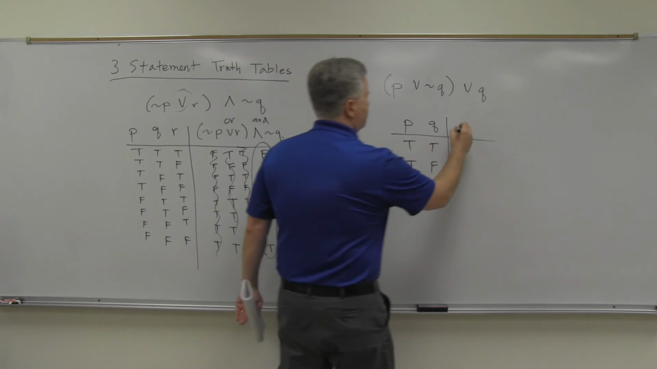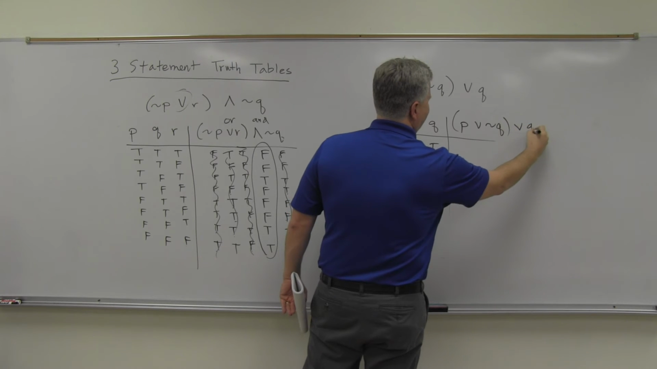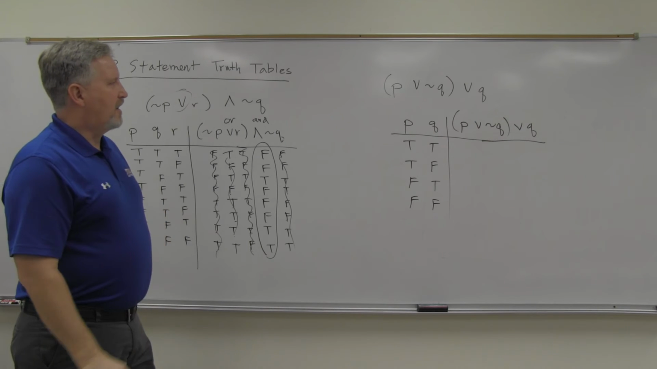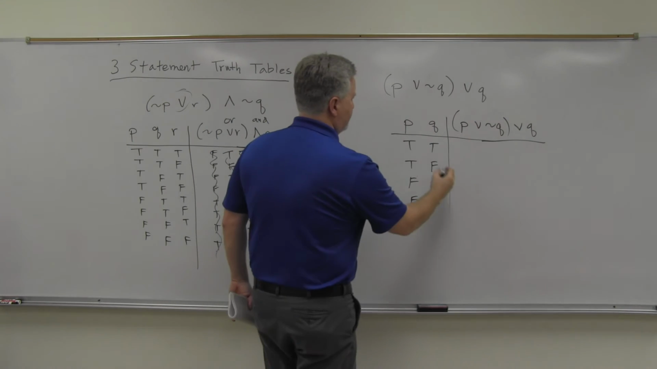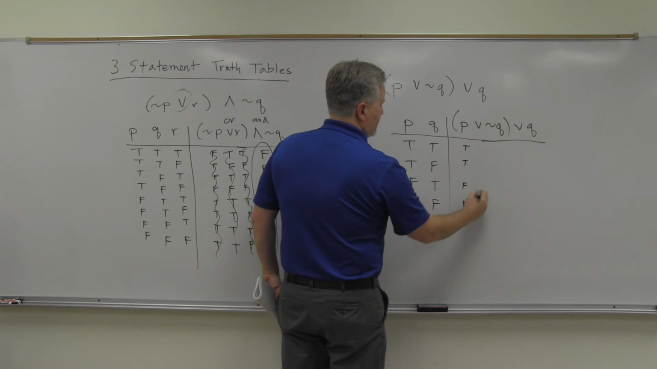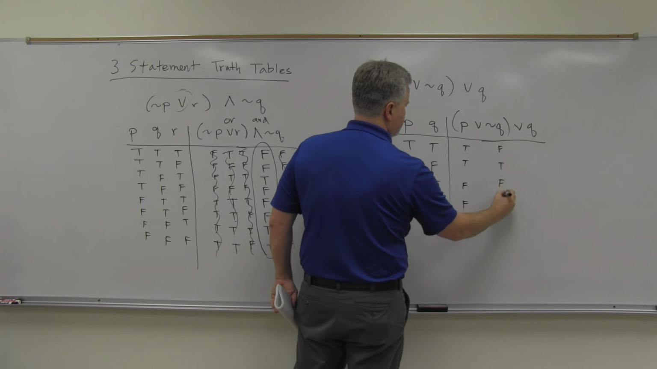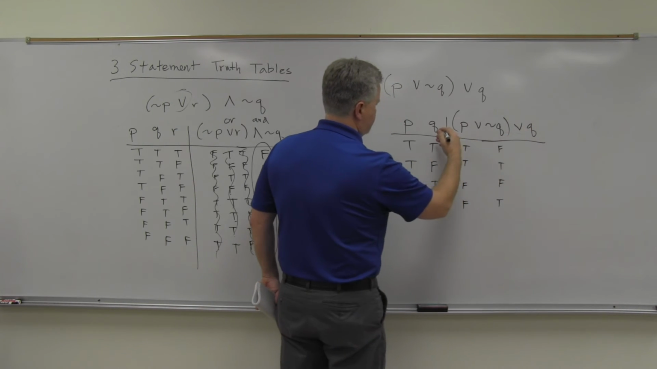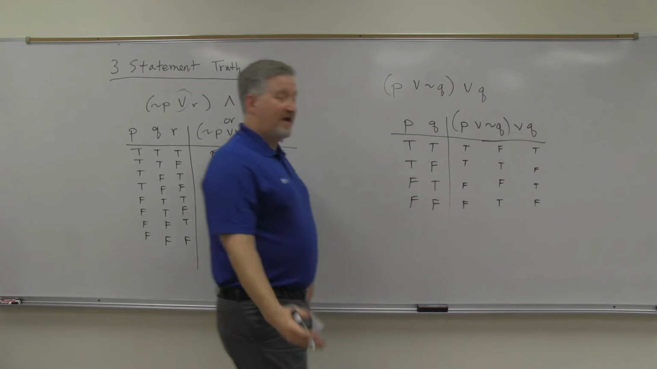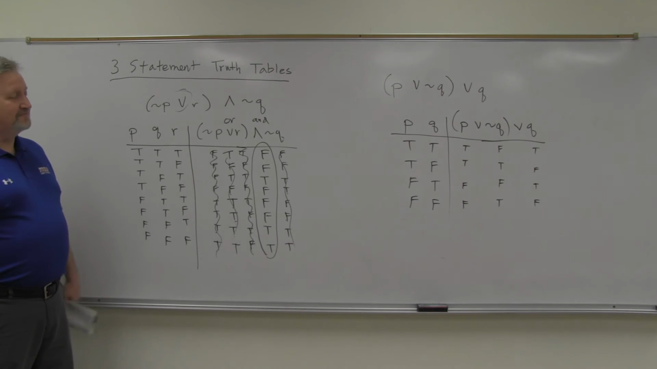So let's see what happens. We got P or not Q, so P is just copy the P column, true, true, false, false. Not Q is the opposite of the Q, so that'd be false, true, false, true. And then Q is true, false, true, false. So, yeah. You don't have to use 8 lines. I don't think you'd want to use 8 lines. Could, but you just don't have to.